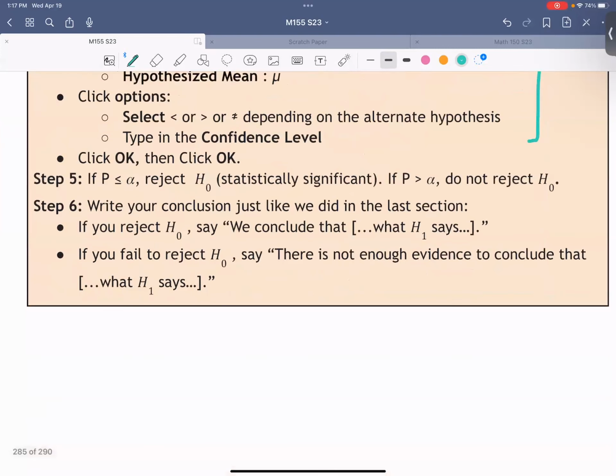Okay, step 5, decide if we reject or fail to reject. Well, we already did some practice doing that. And then step 6 is writing your conclusion, just like we did on Monday. Okay, why don't we just piece this together, do a problem. I'll show you what to do on Minitab, and it'll all make sense when we go through it like that.